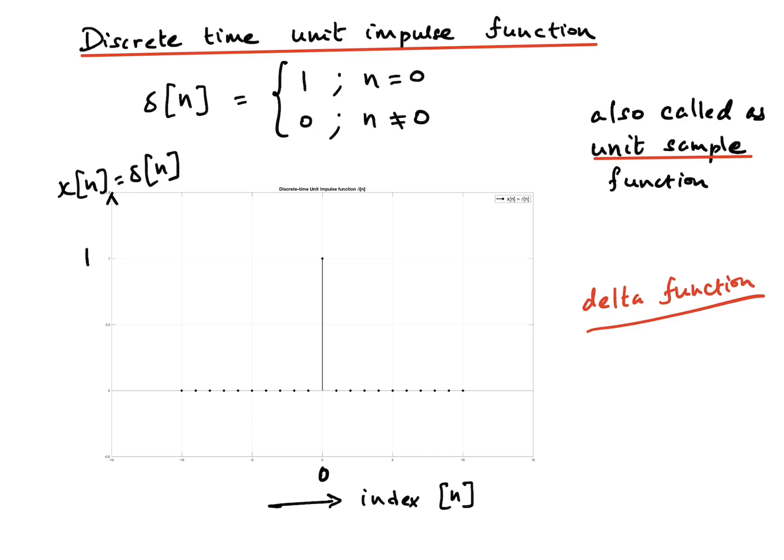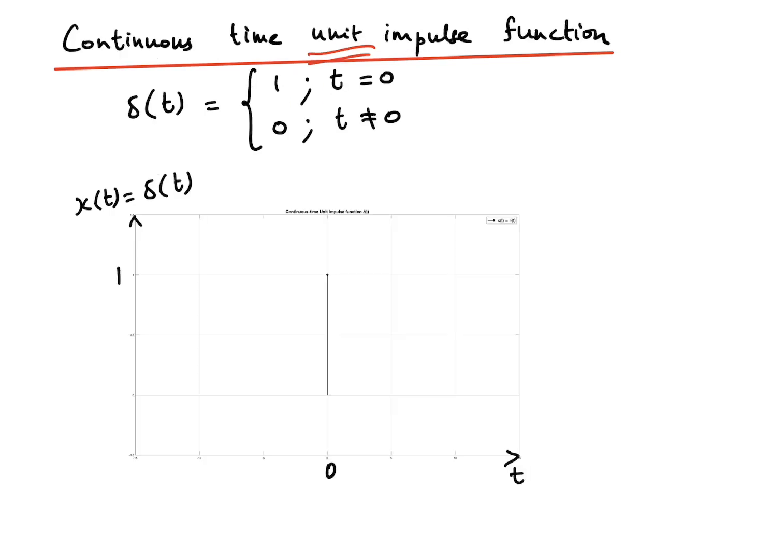Similarly, even for the discrete version, if we say 5 delta of n, then this amplitude will be 5. If it's 8 delta of n, then this amplitude will be 8, and so on. That is just a multiplying factor to indicate the amplitude of the signal, but when we say unit impulse, it means unit amplitude. Unit means amplitude 1. So we have seen the unit impulse function for the continuous time case and also for the discrete time case.